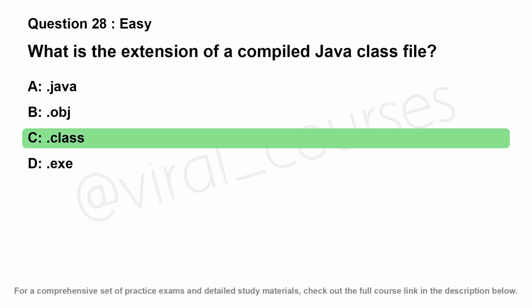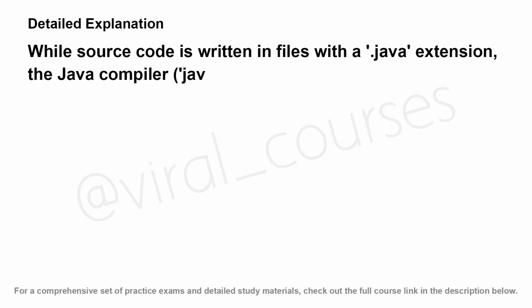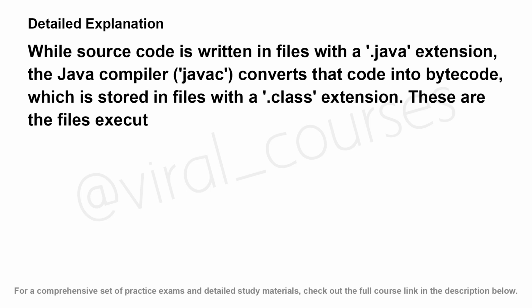The correct answer is C. While source code is written in files with a .java extension, the Java compiler, javac, converts that code into bytecode, which is stored in files with a .class extension. These are the files executed by the Java virtual machine.